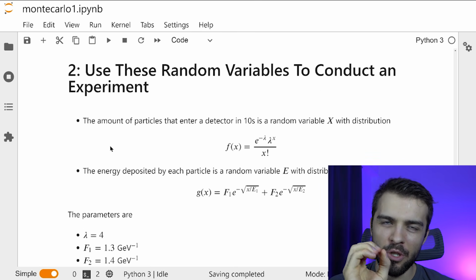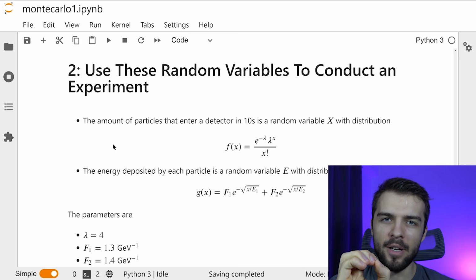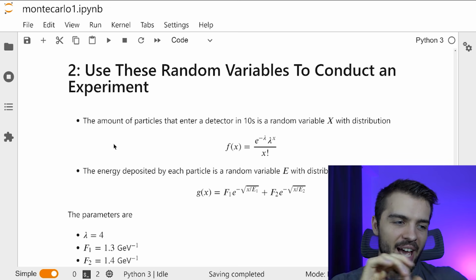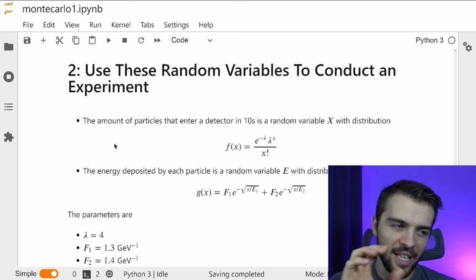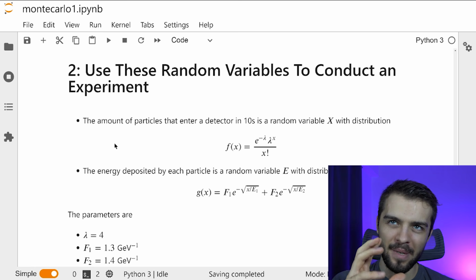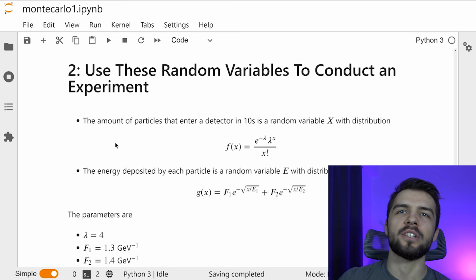So now we get to part 2, and that's actually using these random variables to conduct an experiment. I sort of left that a little bit vague before, and I'll go over an example, and hopefully that makes you understand what this really means. So let's go over this.